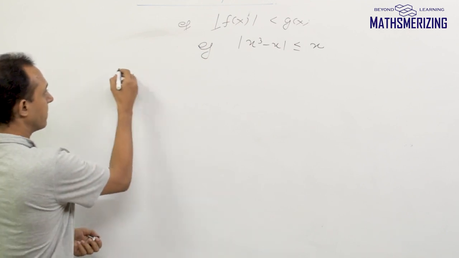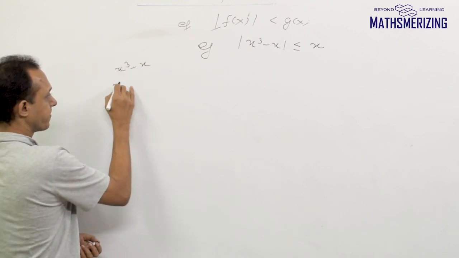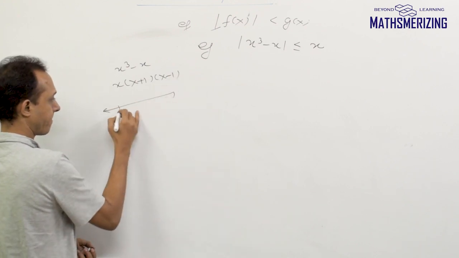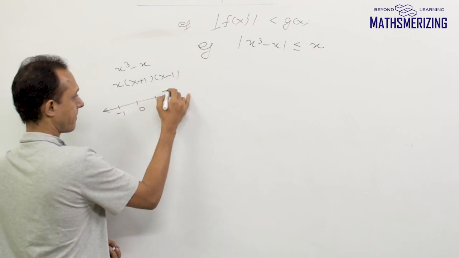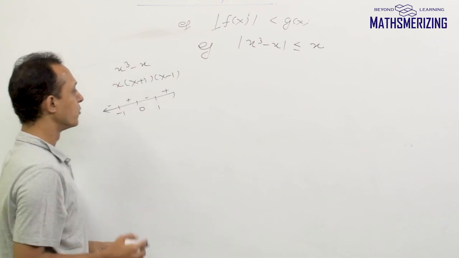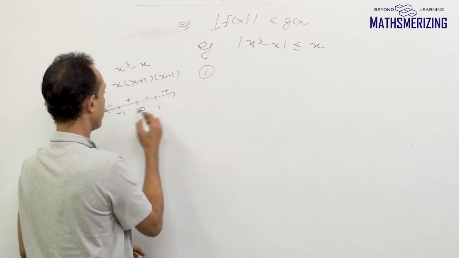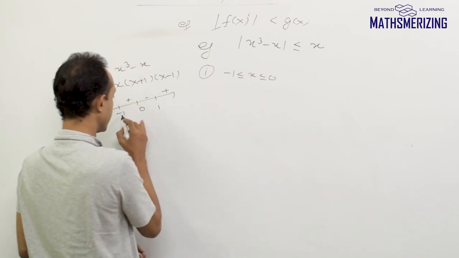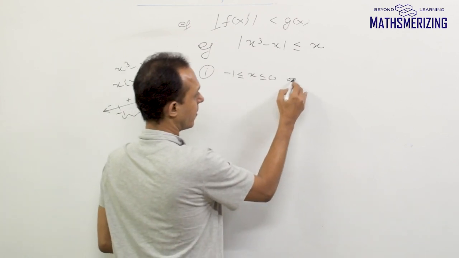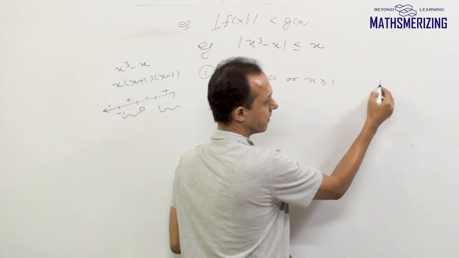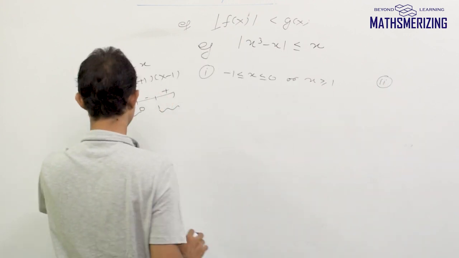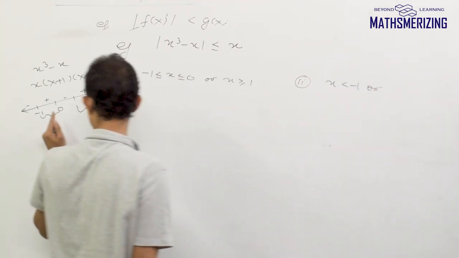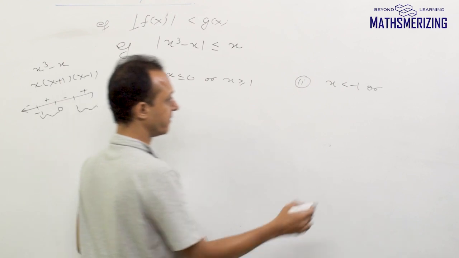So again, I'll first solve this. I'll take up two separate cases. Case 1, when this is positive, which is when x lies between minus 1 and 0, or when x is greater than or equal to 1. And then case 2, when x is less than minus 1 or x lies between 0 and 1.